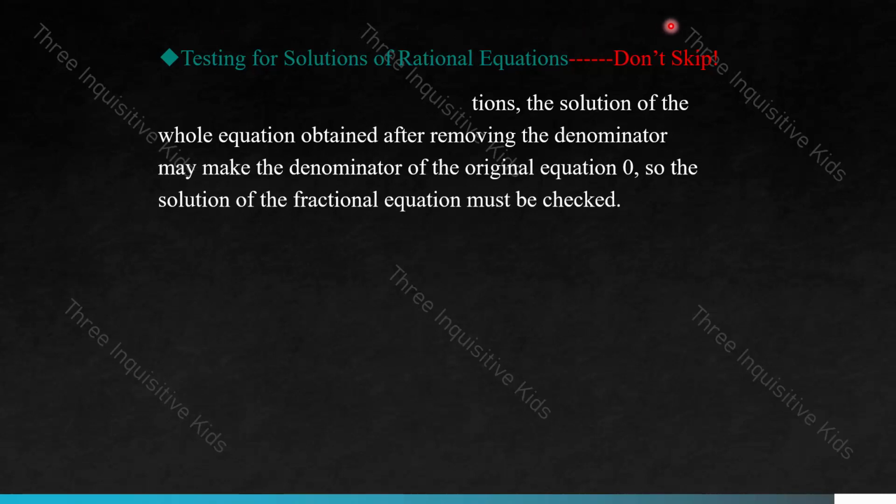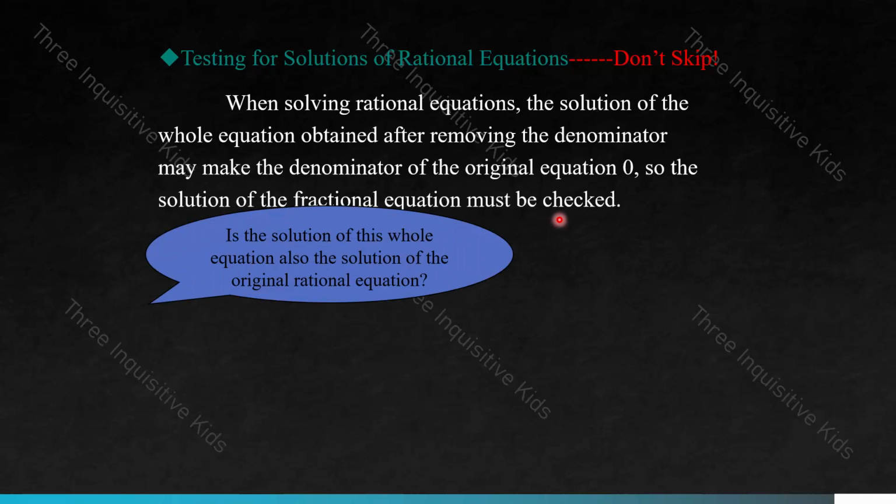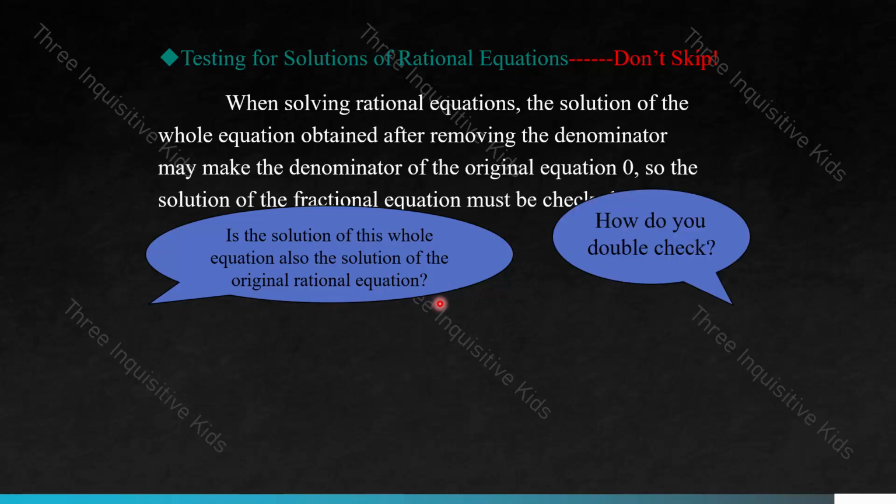So here is a slide all about testing or double checking solutions of rational equations. Remember, this is a key step that you should not skip. When solving rational equations, the solution of the whole equation obtained after removing the denominator may make the denominator of the original equation 0. So the solution of the rational equation must be checked. Is the solution of this whole equation also the solution of the original rational equation? And how can you double check?